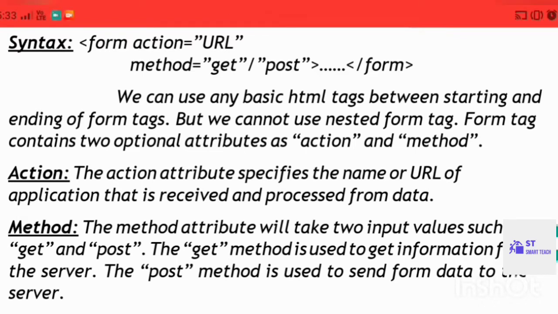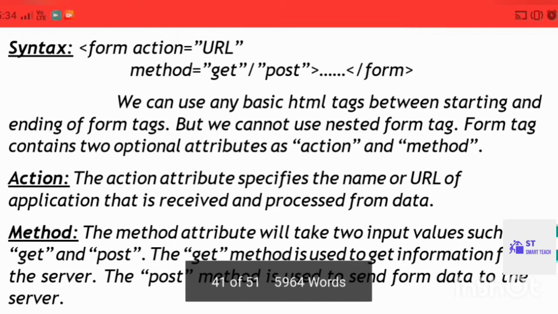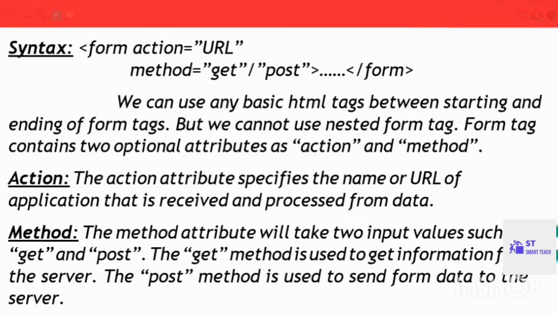The get value is used to get information from the server and the post method is used to send data to the server. If you want to get the data from the server, then method equals get, or if you want to post the data to the server, then you need to specify method equals post. And the action attribute is used to specify the URL of the server, the uniform resource locator of the server.